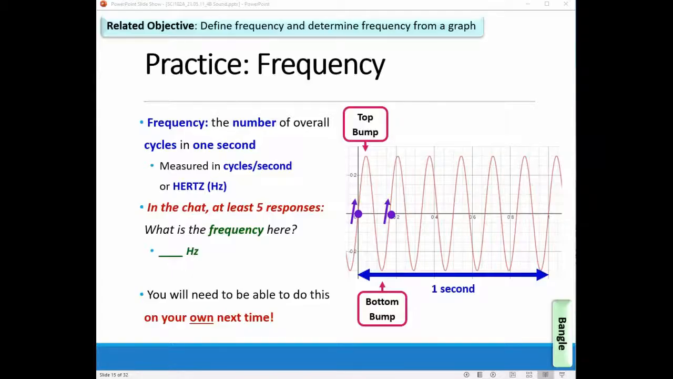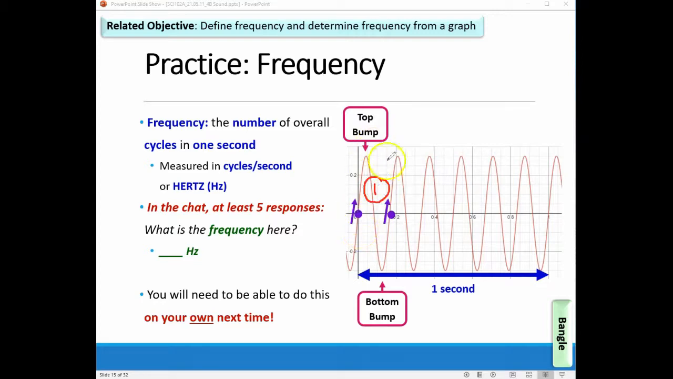Okay, so let's now go ahead and take a look at this next problem. So again, frequency is the number of overall cycles in 1 second. So we need to find the number of cycles in 1 second here. You can see I have a 1 second clip here. And then we'll label that with hertz, our units here being hertz. So taking a look here, we need to first mark off the number of cycles that we can see. You should be able to see that here's our first cycle that we indicated.